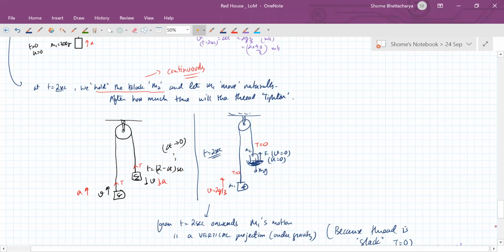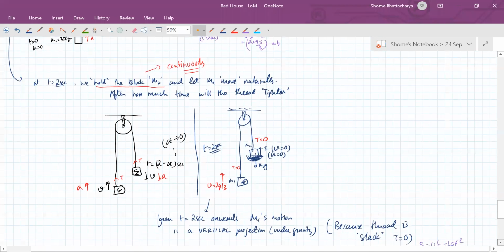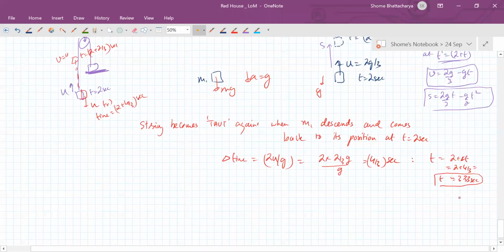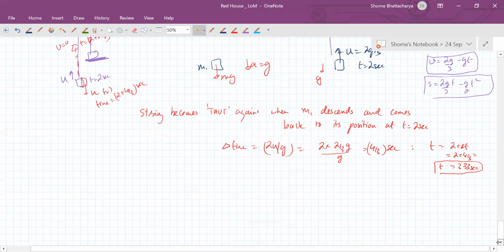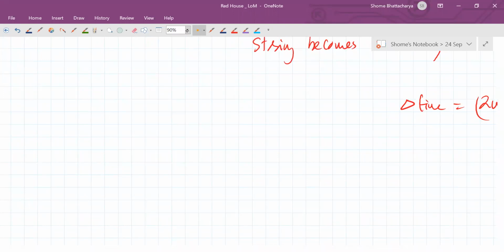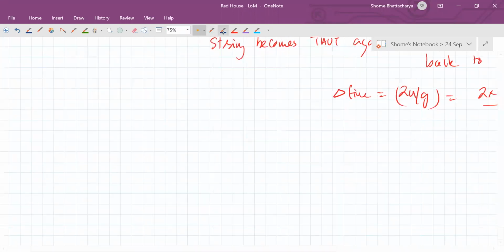So in that case, the time taken before the string will become tight again will be this much. It will be 4 by 3 seconds. Okay. But the HC Verma question is slightly different. Instead of holding that block, you're releasing the other block also. So that will give you a different situation because that starts moving also now.